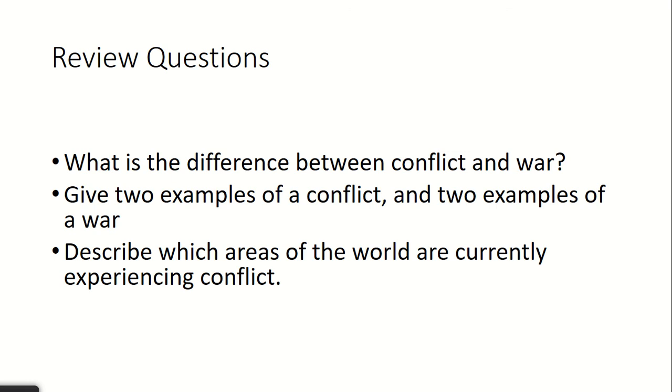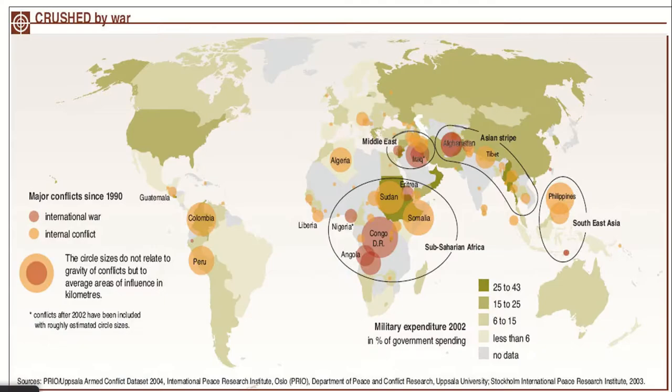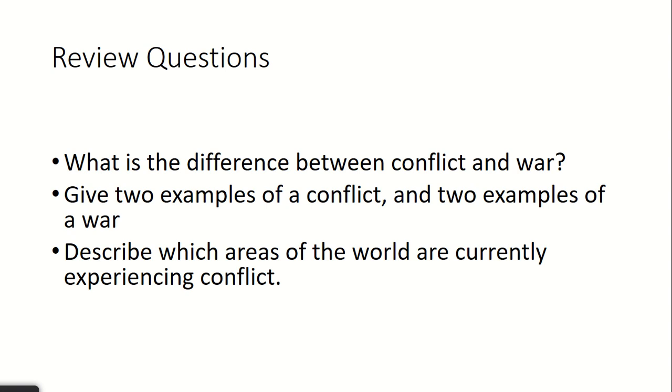So to finish off, you've got three review questions. I'd like you to answer these and upload them onto Satchel 1 as usual. The first question is, what is the difference between conflict and war? I'd like you to really explain that to me, please. Give two examples of a conflict and two examples of a war. And then finally, describe which areas of the world are currently experiencing conflict. To answer that question, I would advise you to use this map. Please answer in full sentences as well.